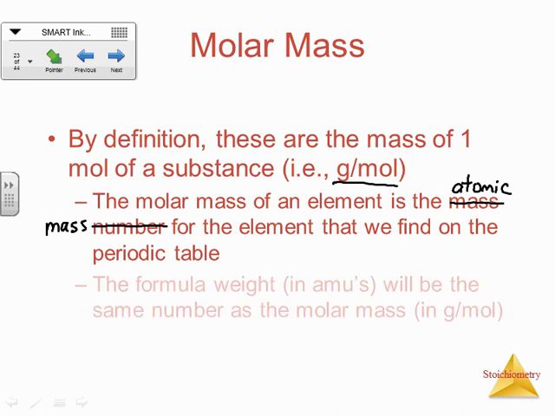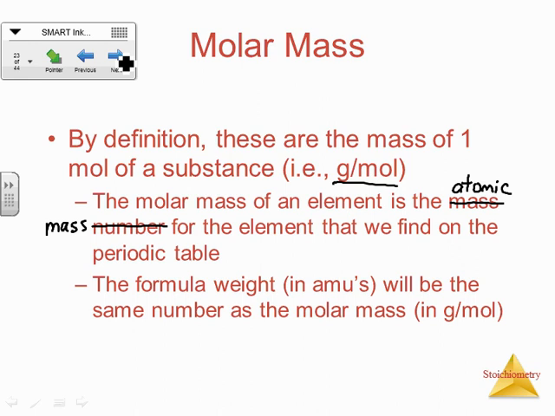And the formula weight is going to be the same number as the molar mass. Okay, they're actually different things. The AMU is a very small unit used to measure things that have masses like protons and neutrons. And the molar mass is actually talking about how many grams we have in 1 mole. But it works out that they are the same number on the periodic table. Okay, and they're that decimal number on the periodic table.